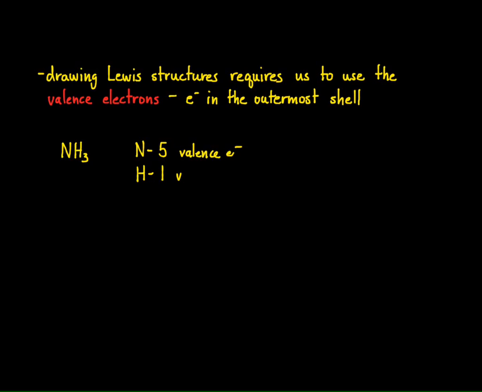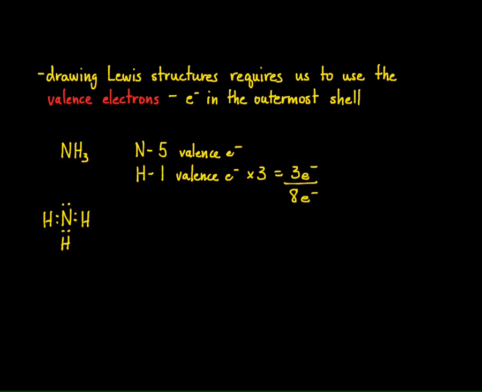And of course, hydrogen only has 1 valence electron, but there are 3 of them, and so we have a total of 3 valence electrons from the hydrogens. If we add up the 3 and the 5, we get 8 total valence electrons. So how do we place those electrons around a particular structure? Well, one of the things we have to know is the connectivity, and so this comes certainly with practice.